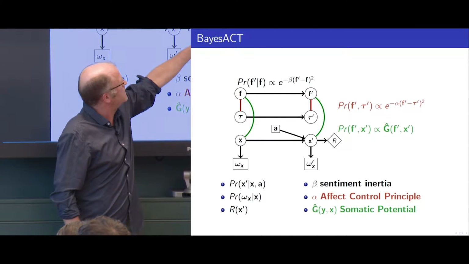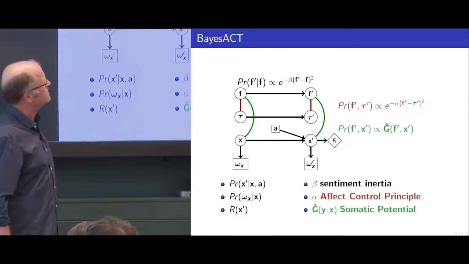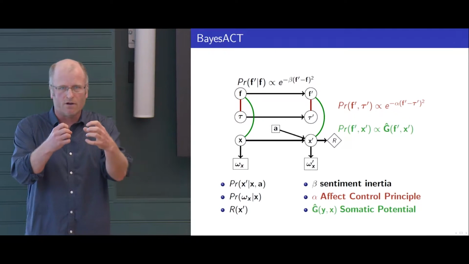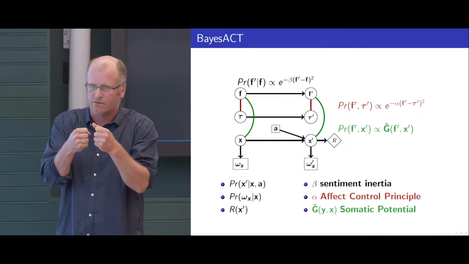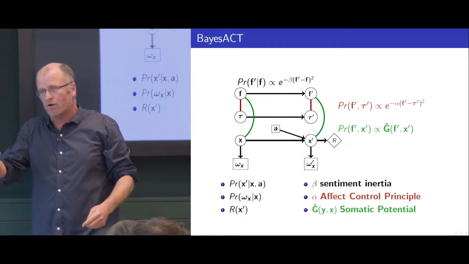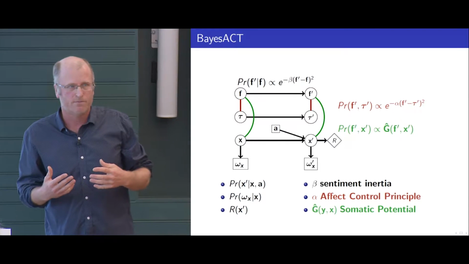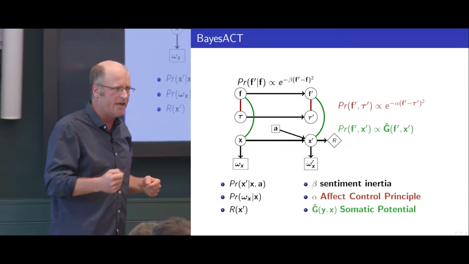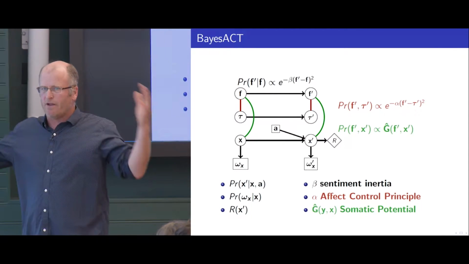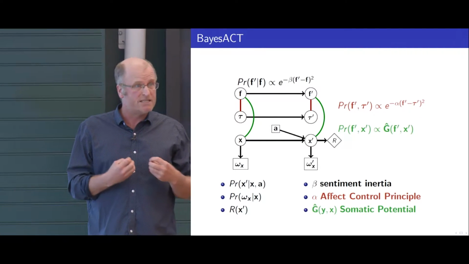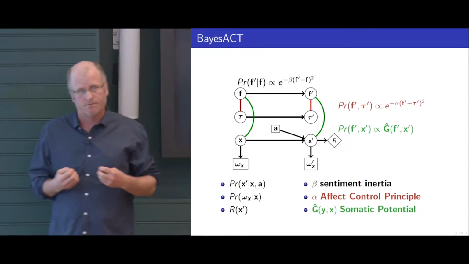The third piece is a probabilistic potential that connects the connotative and the denotative worlds together. This probabilistic potential, this G hat, Neil and I are calling the somatic potential. Okay? The somatic potential allows me to relate my representation of everything in the world, everything that is denotative, with my sentiments about all of those things.